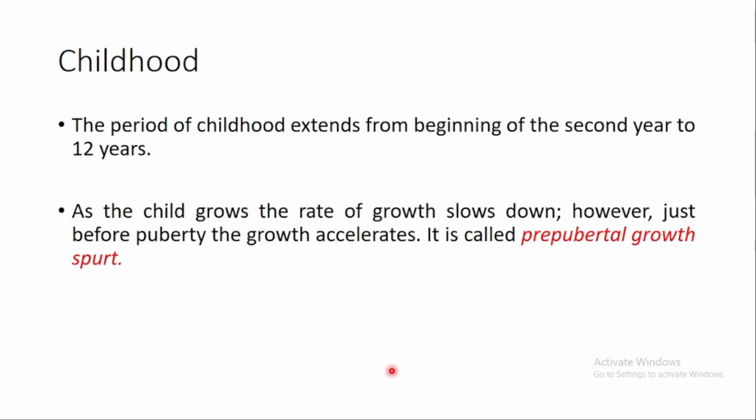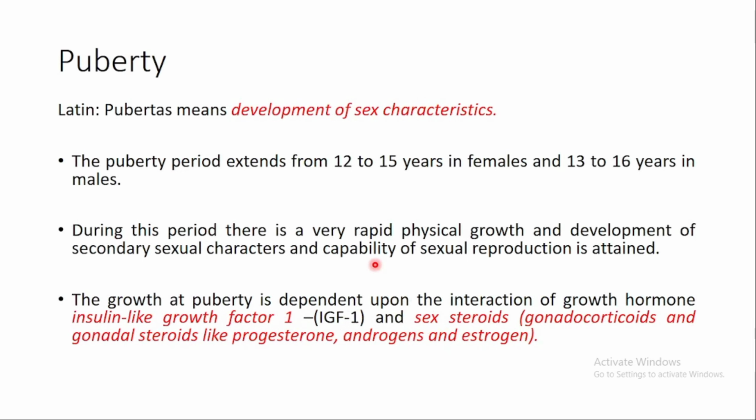The childhood period extends from the beginning of the second year to when the individual is 12 years. As the child grows during this time, the rate of growth slows down. However, just before puberty, the growth accelerates, and this time at which the growth accelerates is termed the prepubertal growth spurt.